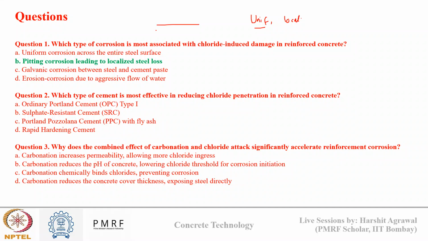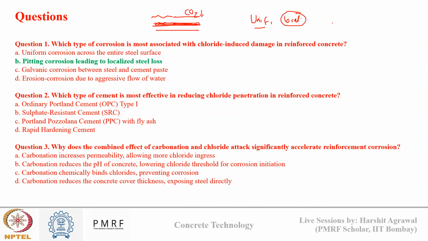Suppose this is my steel reinforcement, and if the corrosion is happening uniformly over the reinforcement surface, then we say the corrosion type is uniform corrosion, and this happens in case of carbonation induced corrosion. Why? Because carbonation mostly progresses uniformly. Carbonation will mostly diffuse uniformly through the concrete, so depassivation will happen throughout the steel surface, and corrosion will happen throughout the steel surface.